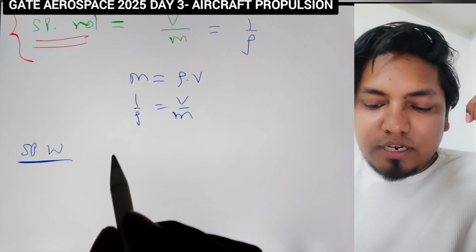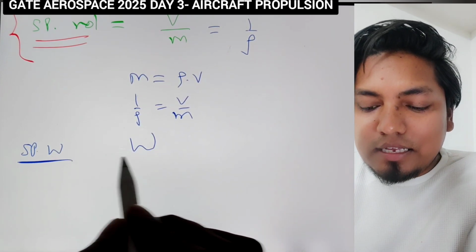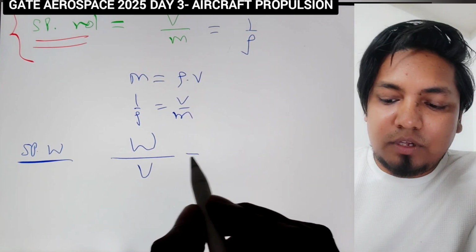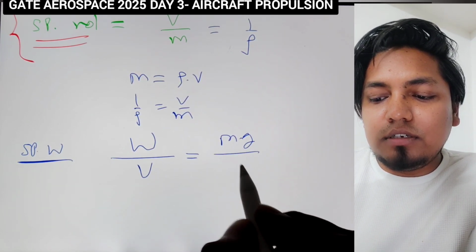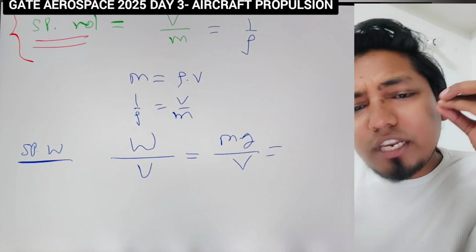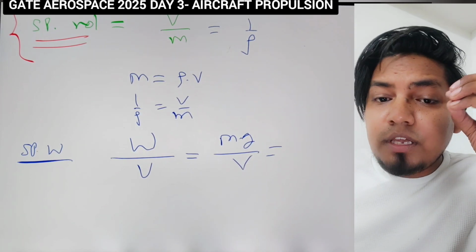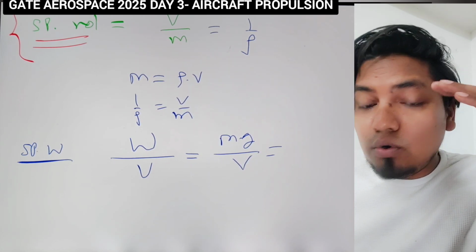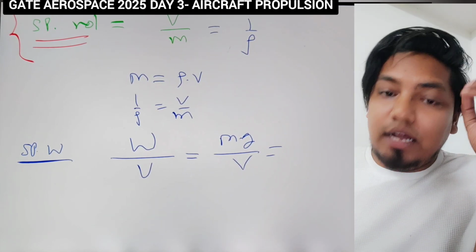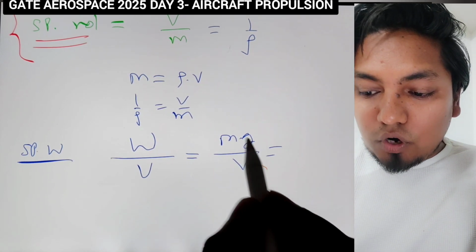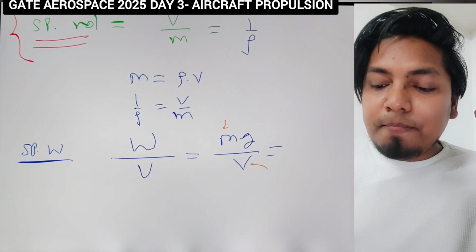Specific weight is actually weight divided by volume. It is a memory-based thing. You should know weight is equal to m g divided by v. And if you do this m by v, see, I am teaching from very basic. Still, if anything is missing, you should cover that part, because I don't know how weak you are. I am trying to teach everything from scratch. If you have no idea what volume or mass is, improve that part.